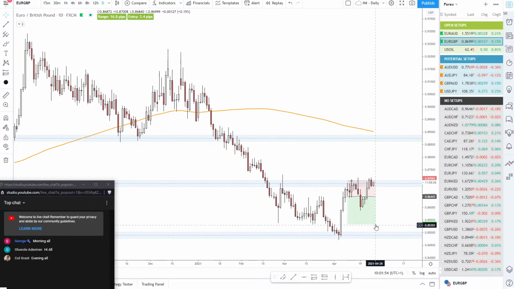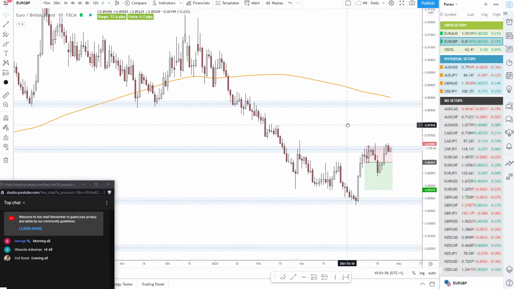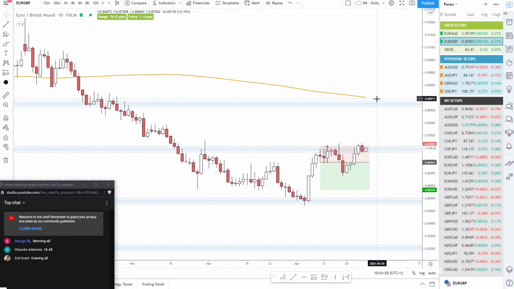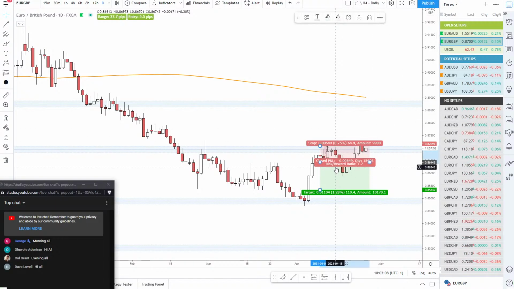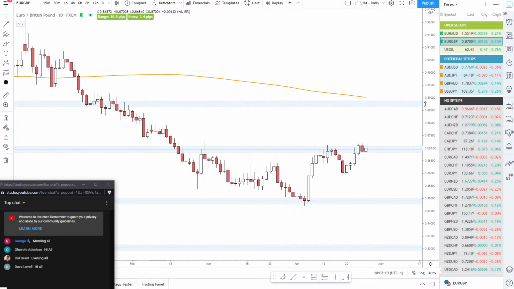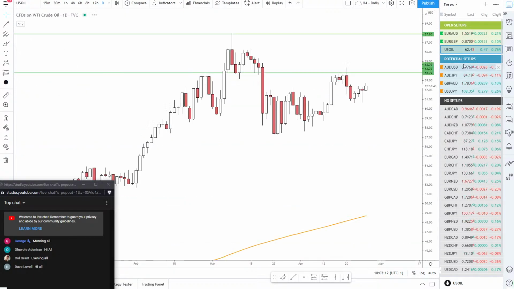EURJPY. This one's gone back up. I don't know who's in this one, who's not in this one. I'm not even sure if anyone's still in here, but it's not looking great. So if you're not stopped out already, I would say probably time to get out.